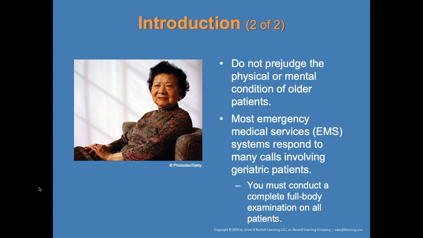It's important to remember that we don't want to prejudge the physical or mental conditions of older patients. Some of them are very quick, smart, know what's going on, and like I said, some of them have declined so much because of past abuse they've put on their body. Like I said, most emergency medical services respond to many calls involving geriatric patients. It's important that we do a full body examination on all of these patients, okay? No matter how much clothing they have on, all the blankets, they tell you they're cold, we need to make sure that they don't have anything extra going on that we need to address, okay?